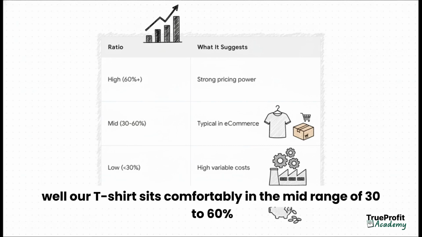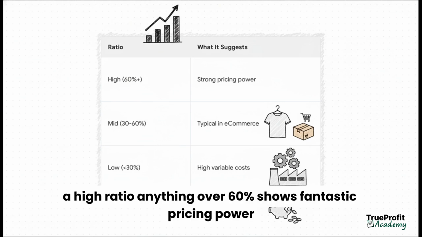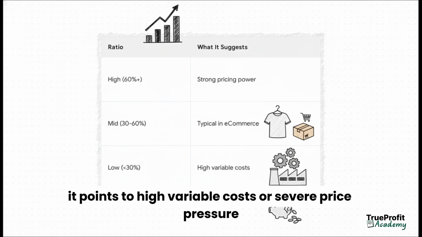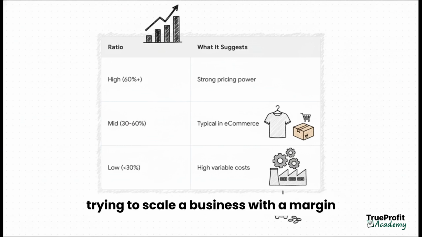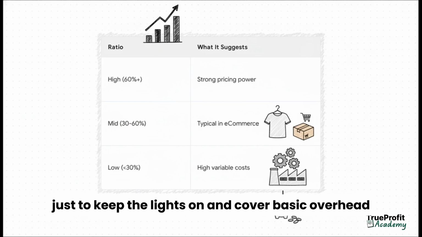Well, our t-shirt sits comfortably in the mid-range of 30 to 60%, which is super typical for e-commerce. A high ratio, anything over 60%, shows fantastic pricing power. But watch out, because anything under 30% is a major red flag. It points to high variable costs or severe price pressure. Trying to scale a business with a margin under 30% is incredibly dangerous, mostly because you're going to need massive volume just to keep the lights on and cover basic overhead.